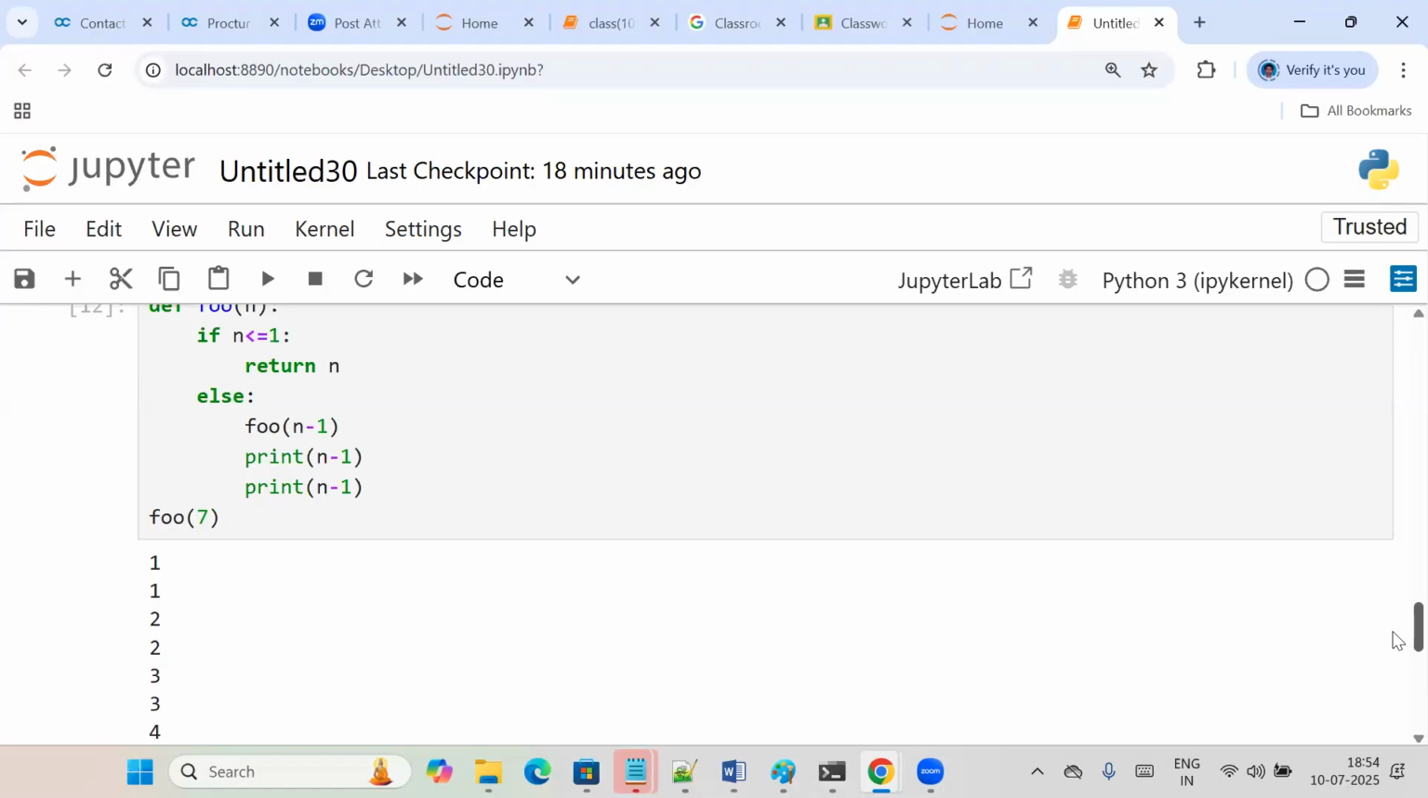Because you are passing the function call for 7. Function call is going above, print n minus 1, 7 minus 1, 7 minus 1. Both 6 will be pushed onto the stack. So when they pop up at the last, that's why you are getting the last 6 6. That's the logic, right?